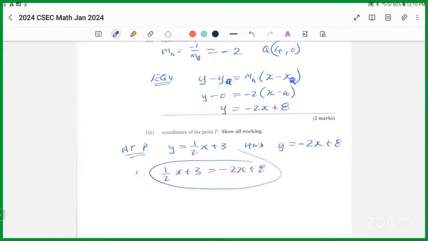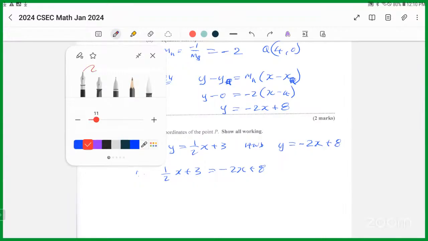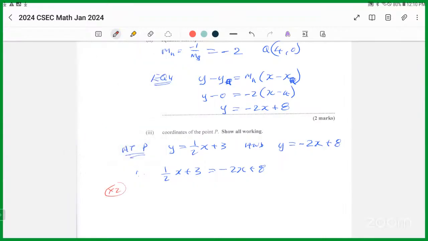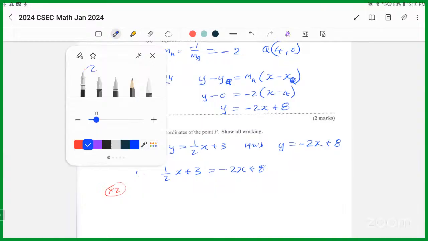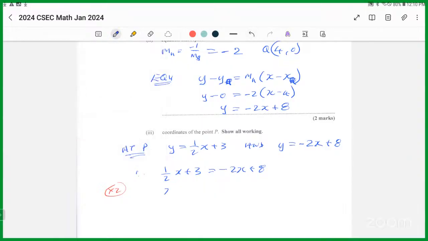Solve this for x. What we're going to do first is multiply by 2 to get rid of this fraction. We don't like fractions in them. Multiply by 2 to eliminate those fractions first. Multiply this by 2, it becomes x. Multiply this by 2, it becomes 6. Multiply this by 2, it becomes negative 4x. Multiply this by 2, it becomes 16. Consolidate now.